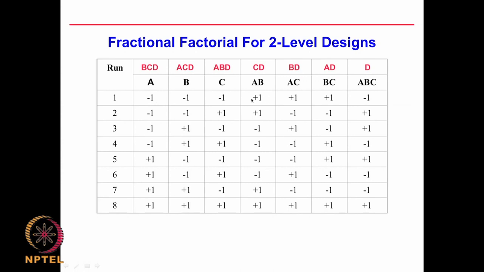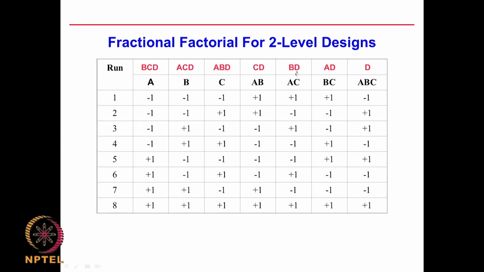AB, I said minus, minus, plus, minus, minus, plus, minus, plus, minus, minus, plus, minus, plus into minus, minus, plus, minus, okay, so plus, minus, minus, plus, plus, plus, plus, plus, plus. Now, if you look at CD, minus, minus, plus, plus, plus, plus, minus, plus, minus, plus, minus, minus, minus, plus, minus, plus, minus, minus, minus, minus, plus, plus, plus, plus. So, AB looks exactly like CD.